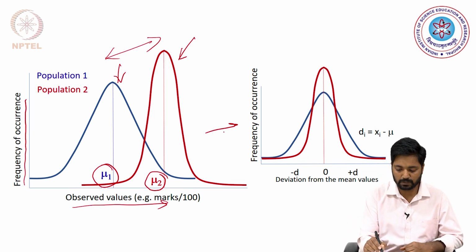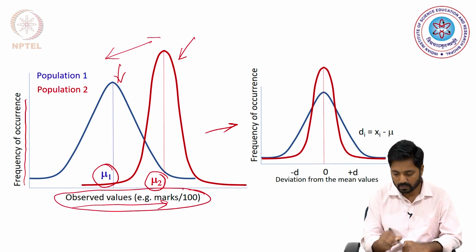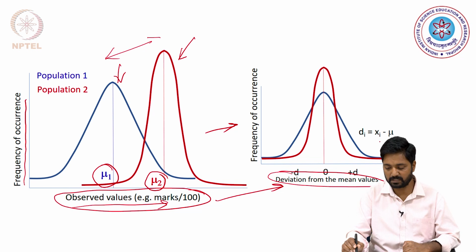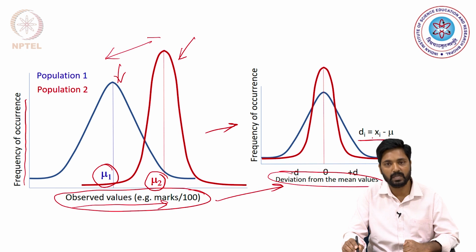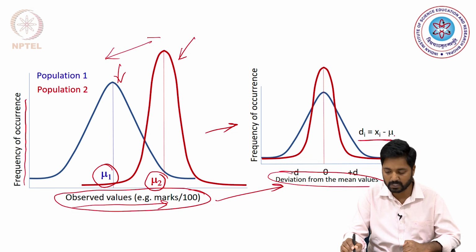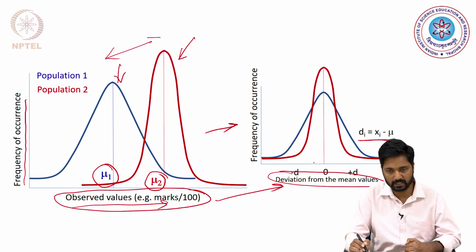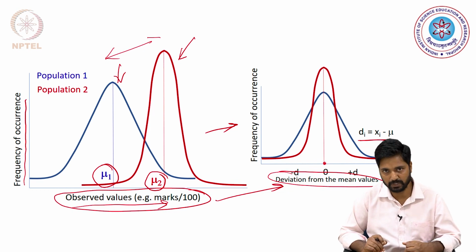One simple way to do this is to convert the observed values into the deviation from the mean values, and this deviation is given by the formula d_i, which is equal to x_i minus mu, where x_i are the individual values and mu is the population mean. So, when we do that, the blue and the red profiles or populations now merge around a central point, which is the point at which the deviation value is 0.